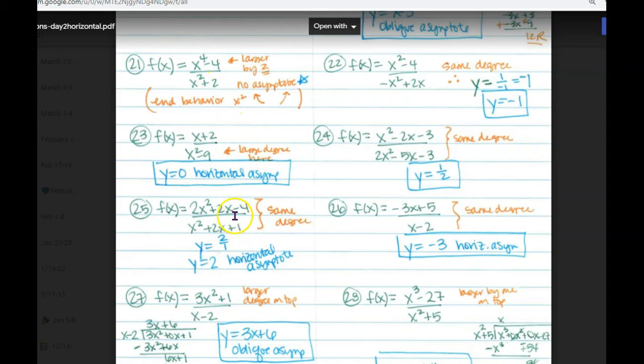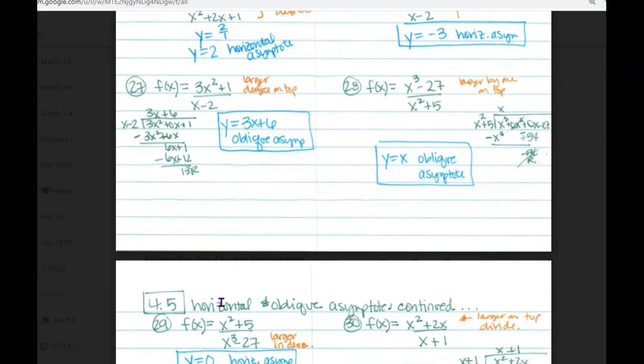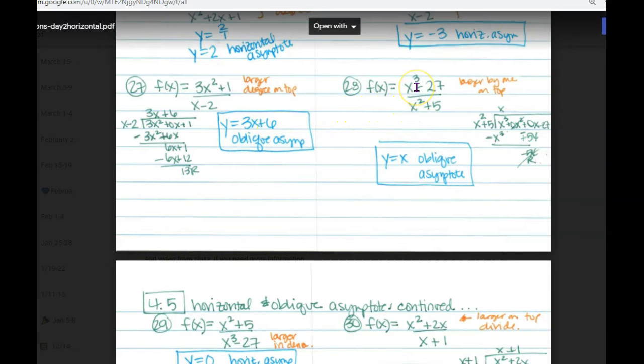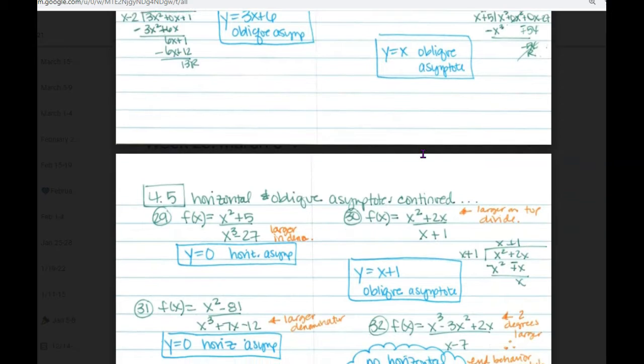And then let's see, same. 27 is bigger by 1, so you do long division, and we should have 3x plus 6. 28 is bigger by 1, but when you do the long division for this one, you have to add zeros, so it makes sense. But your remainder you don't have to worry about. We talked about that because it goes to 0. So 28, you need a 1, y equals x. You can call it a slant asymptote or oblique, either one.